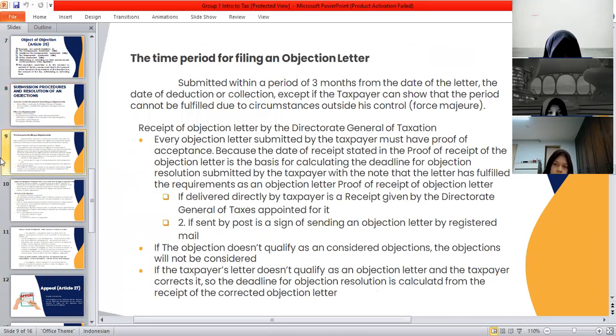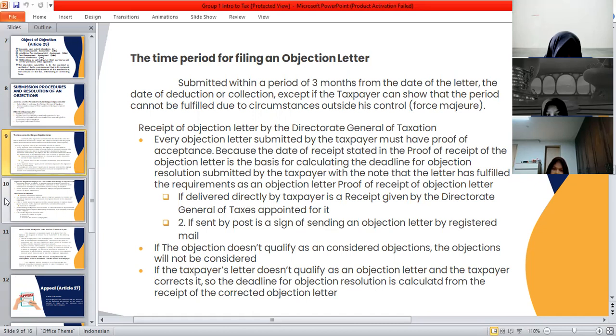Third, the time period for filing an objection letter. It is submitted within a period of 3 months from the date of the letter, the date of deduction or collection, except if the taxpayer can show that the period cannot be fulfilled due to circumstances outside his control. Fourth, receipt of the objection letter by the Directorate General of Taxation.